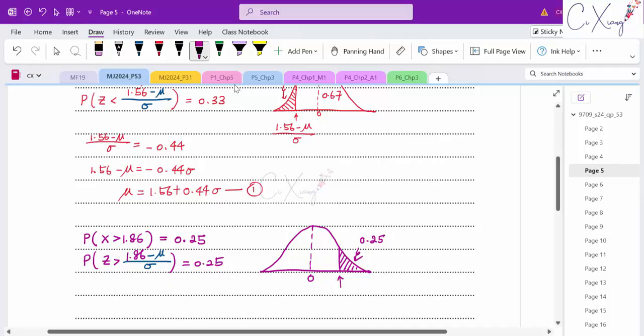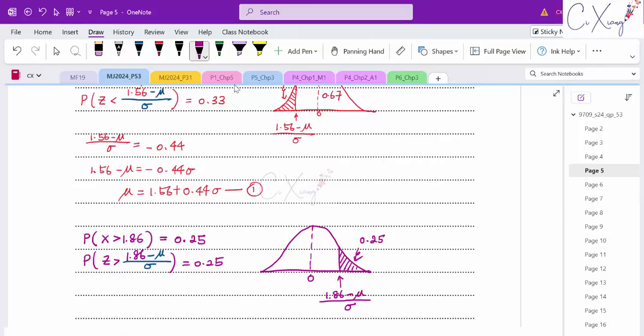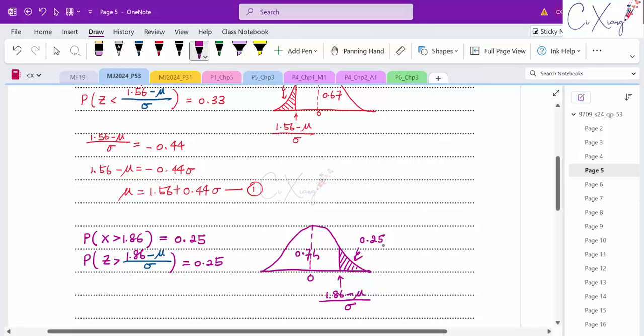So this is the Z that we have, 1.86 minus the mu divided by the standard deviation. So what is the value of Z for this part? You need to again find it from the normal distribution table, the reverse way. So you have the probability and you want to find the value of Z. Again, 0.25 is a small area, so I'm not going to look at 0.25, I'll look at 0.75.